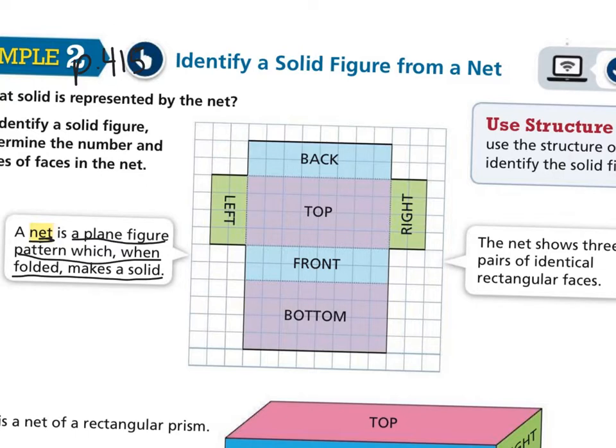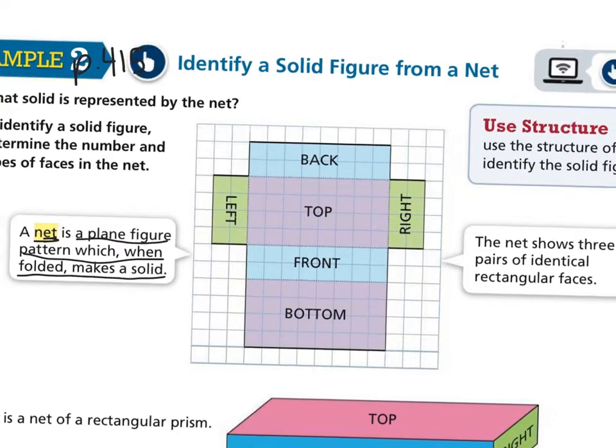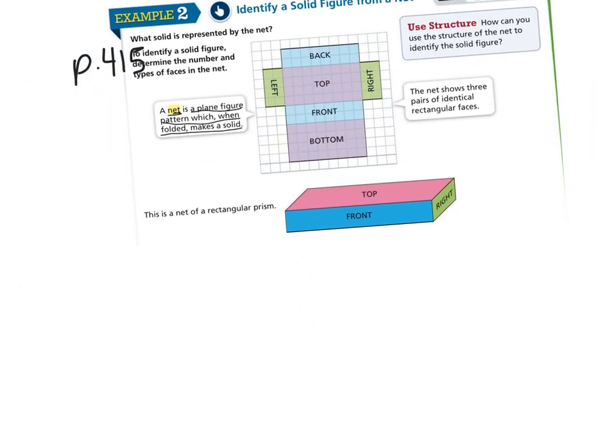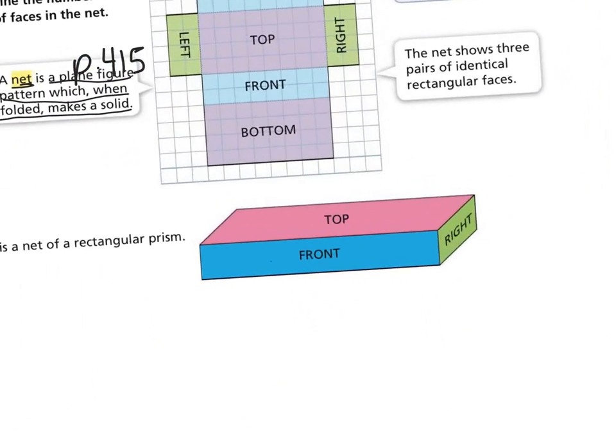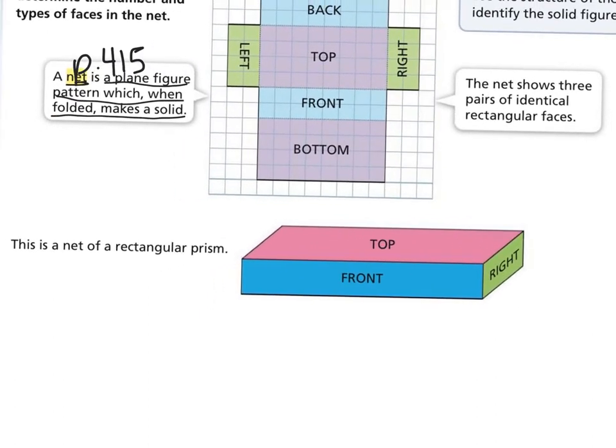So having a top and bottom, we know it's going to be a prism of some sort. And then since those bases are rectangles, that would make it a rectangular prism. And so that's what that would look like if we would fold that up. Again, the goal here is that we recognize that would be a rectangular prism.